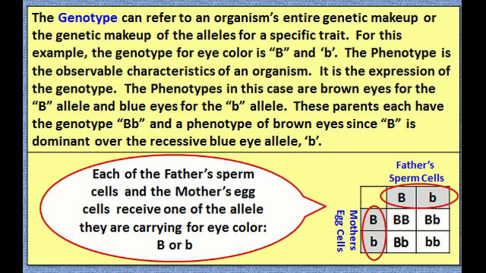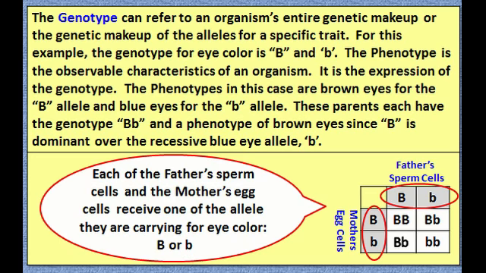The genotype can refer to an organism's entire genetic makeup or the genetic makeup of the alleles for a specific trait. For this example, the genotype for eye color is capital letter B and small letter b to represent brown and blue respectively. The phenotype is the observable characteristics of an organism. It is the expression of the genotype.